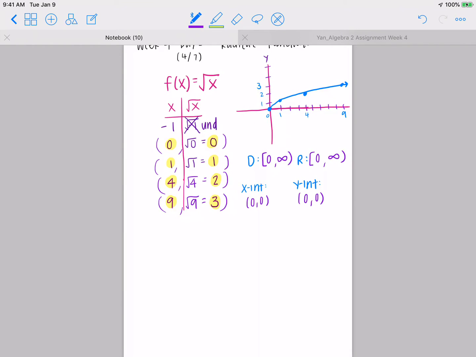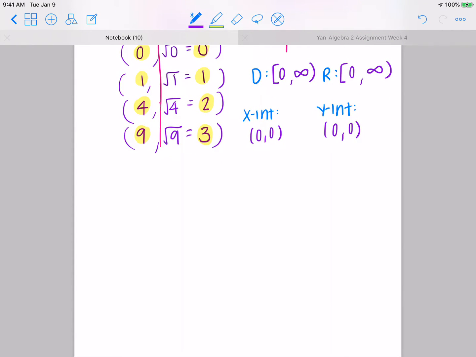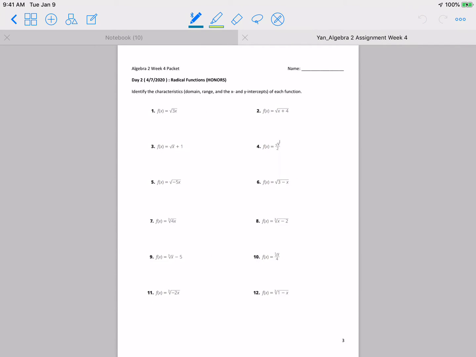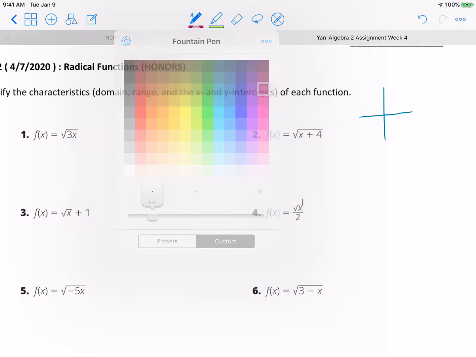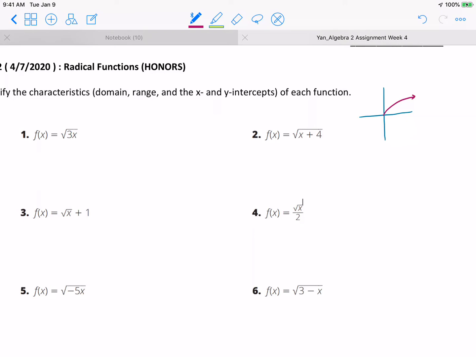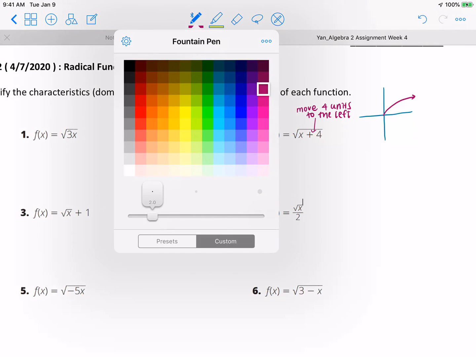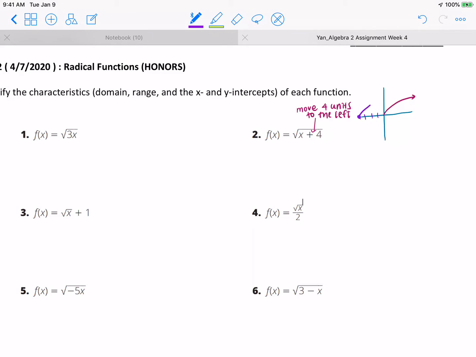I'm going to do 2 examples from your homework. Let me do it from the homework paper. Let me do square root of number 2. Let me set up my graph. Remember, originally it goes like that. If I have a positive 4 inside my function, this is really moving 4 units to the opposite side, which is to the left. So your new function is going to be right here, like this. It can actually go further away.